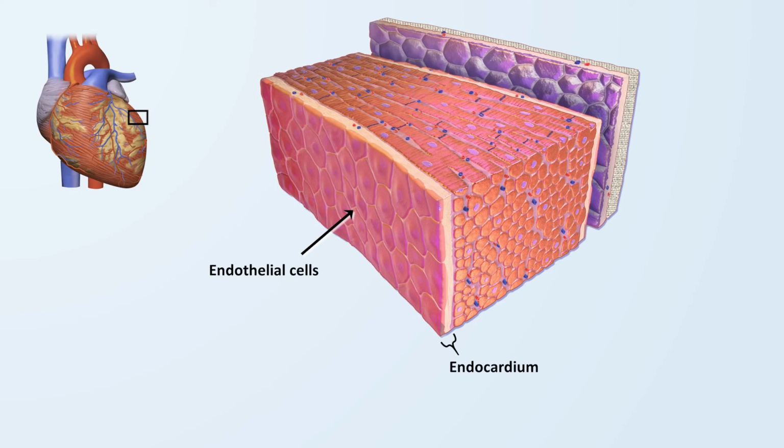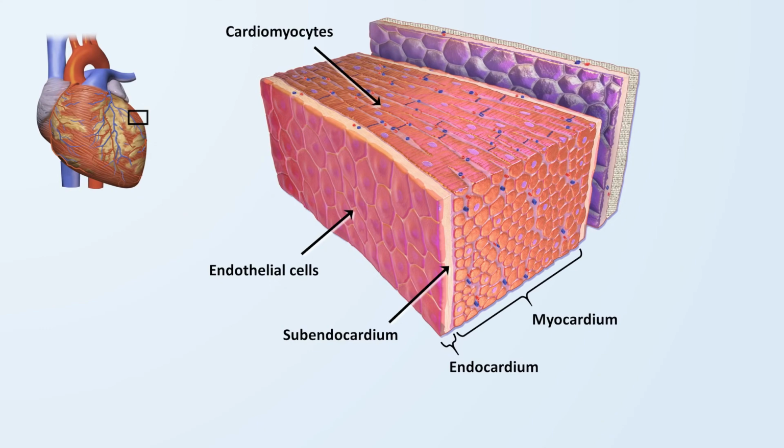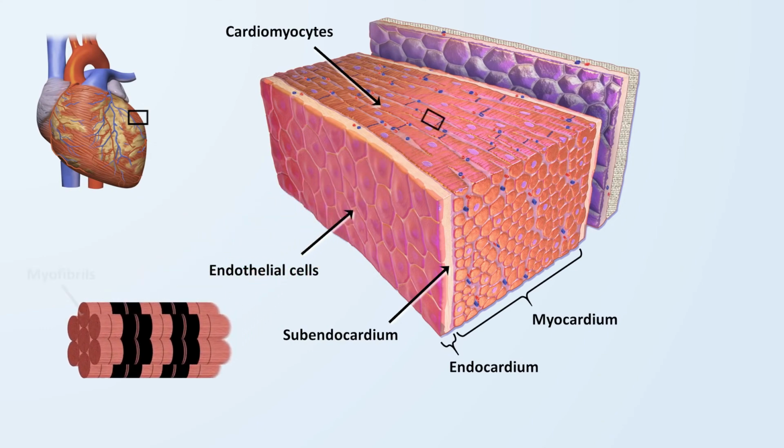Immediately beneath the endothelium is the subendocardium, composed of loose connective tissue, and is also the location of the Purkinje fibers. The next major layer is the thick myocardium, which is the heart muscle, and which is composed predominantly of cardiomyocytes. Cardiomyocytes, or cardiac muscle cells, each contain long myofibrils that contain a repeating microstructure called sarcomeres, which are the fundamental contractile units of the cell.